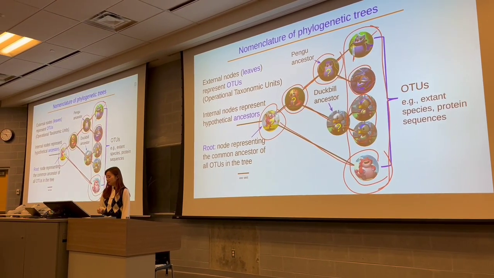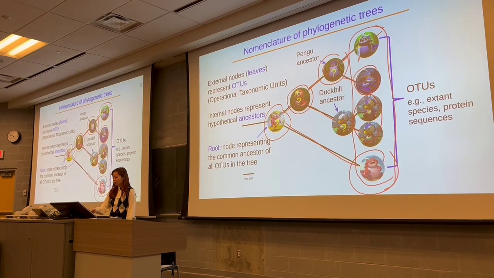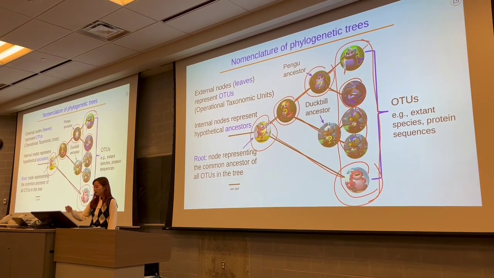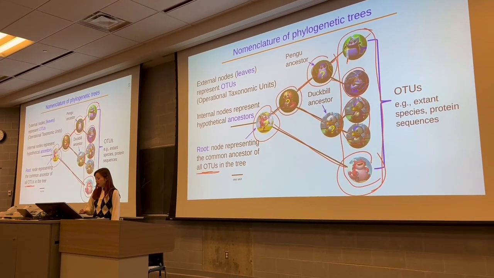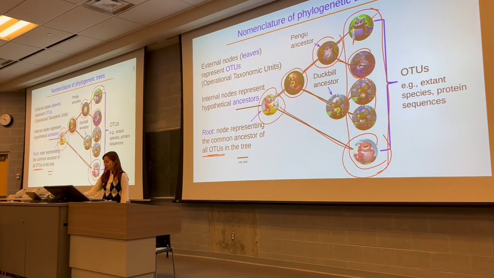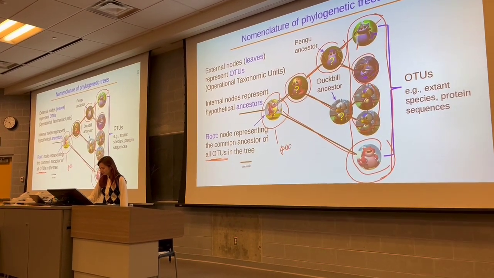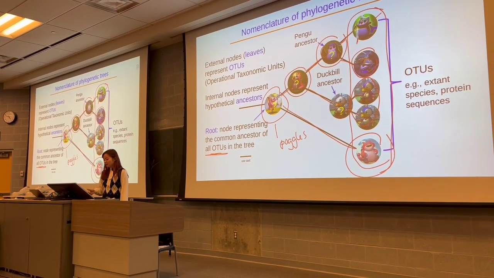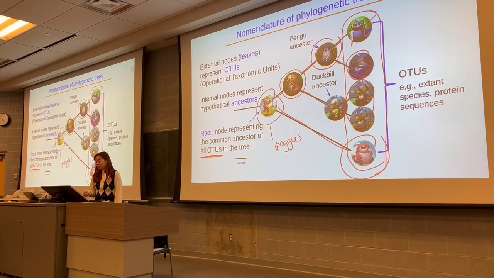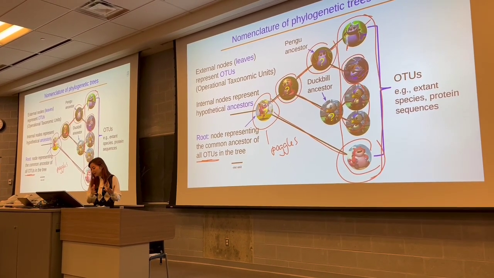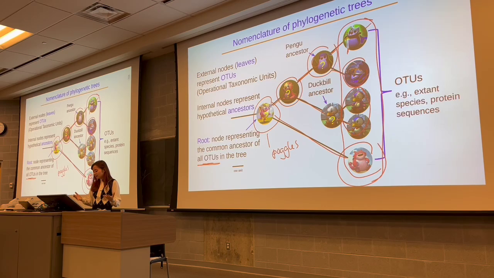Okay, so this is the root. The root of a tree is the node representing the hypothetical common ancestor of all OTUs. And this is called poggles. I mean, it's like a dragon thing. It's round like a chonk. It's round and pink like a chonk, okay, but it's got wings.